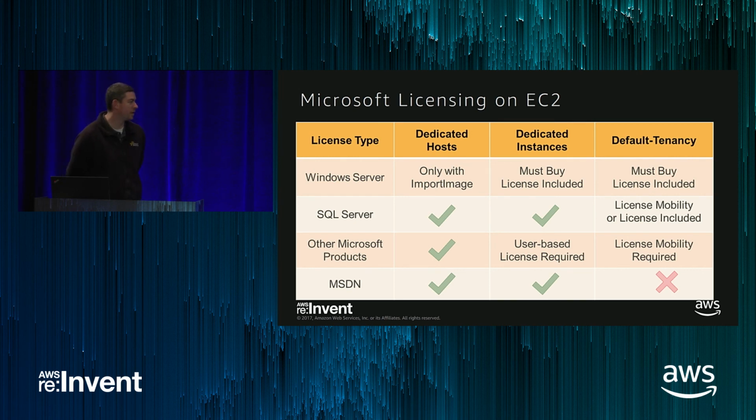Okay, that third row right there, other Microsoft products, this could be things like Exchange, Microsoft Office, SharePoint, Skype for Business. Okay, definitely review your ELA details. Make sure that you're doing the right things and that you're able to save money where you can. Okay, MSDN. I have an MSDN subscription. I cannot run in default tenancy according to the MSDN terms and conditions. Okay, I can run in dedicated instances or dedicated hosts though.